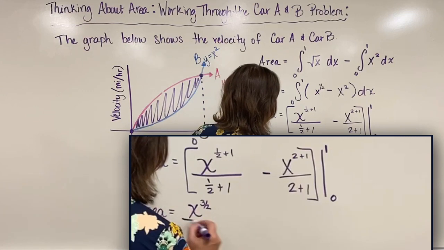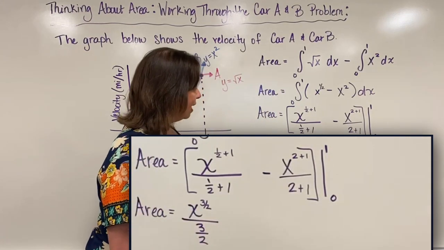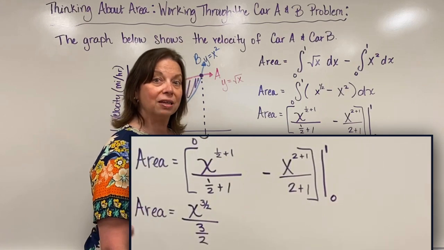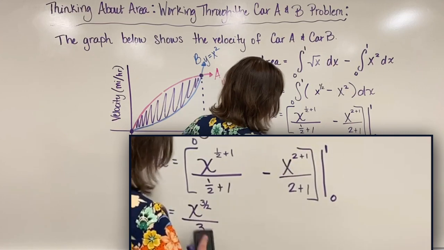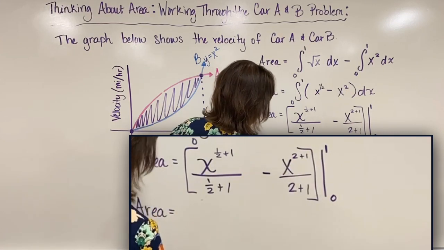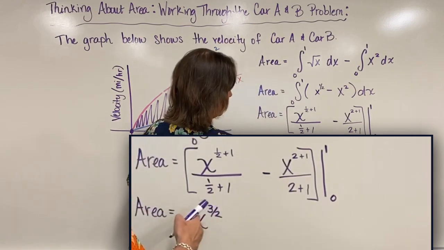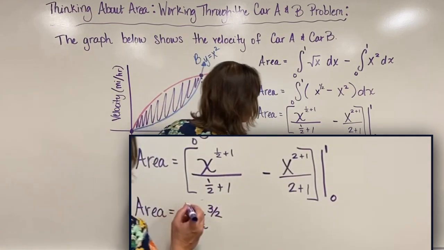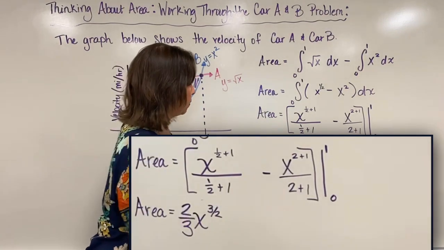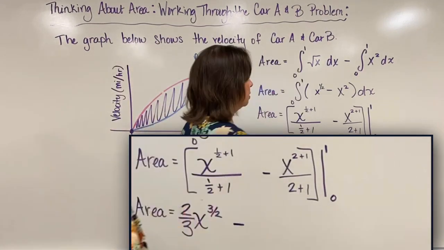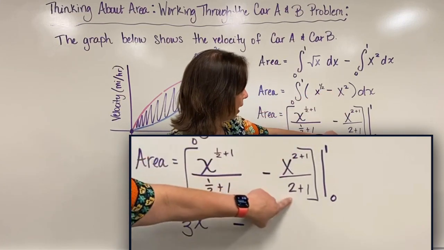So I could divide, let me just show you this. I could divide by 3/2, but quite frankly, that's the same thing as multiplying by 2/3. So how about we just do that so we don't have that fraction to deal with? So we have our x to the 3/2 power, that still stays 3/2, but the coefficient in front of the x becomes 2/3. So 2/3 x to the 3/2 power, but then minus, similarly, we have x to the 2 plus 1, so x cubed divided by 3.